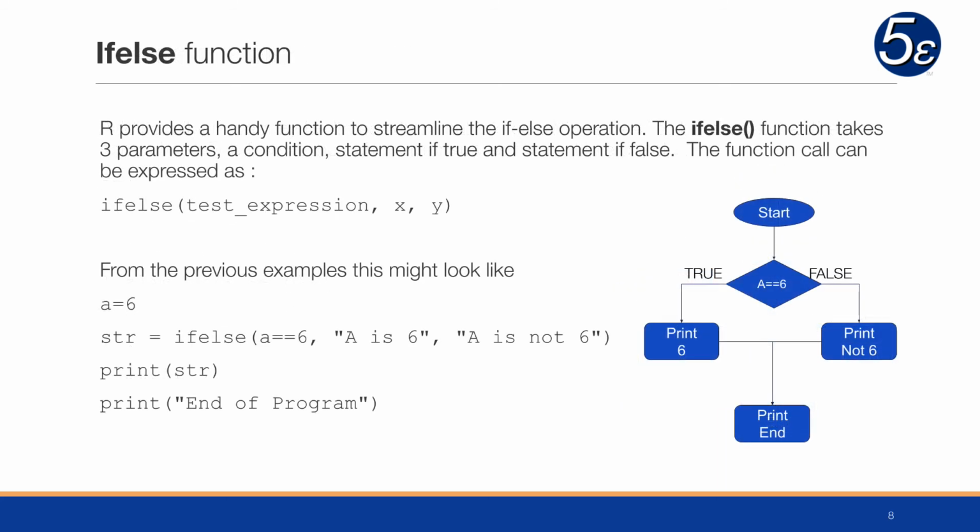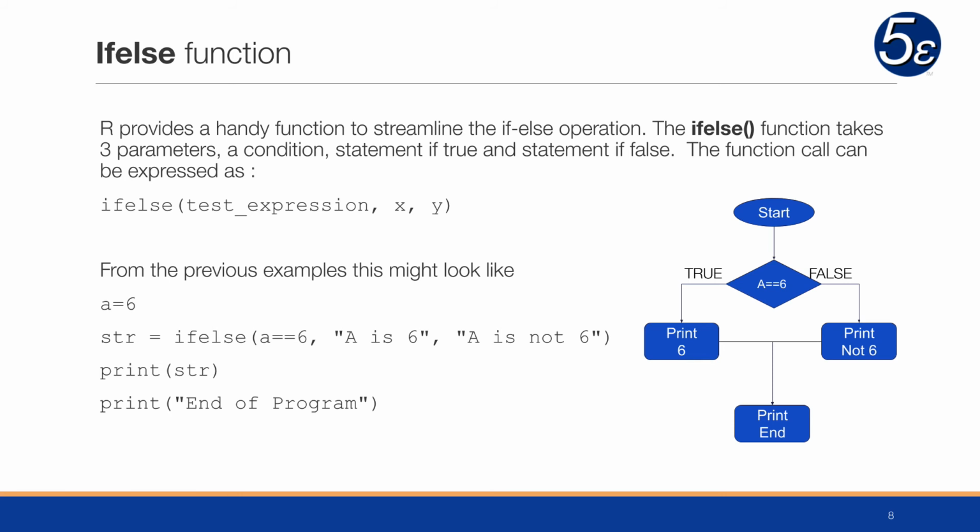R does provide a neat little function called the if-else function. Kind of does things together in one easy step. It takes 3 parameters. The first is a test expression that, if true, it will execute the second parameter in the function. And if it's false, it will execute the third parameter in the function, represented by x and y, respectively.